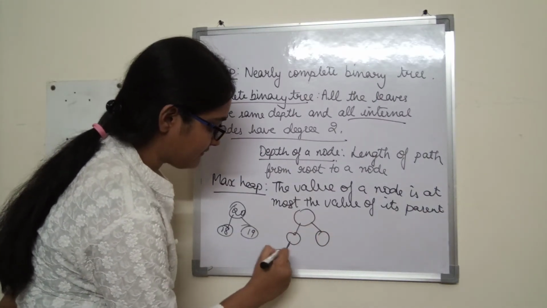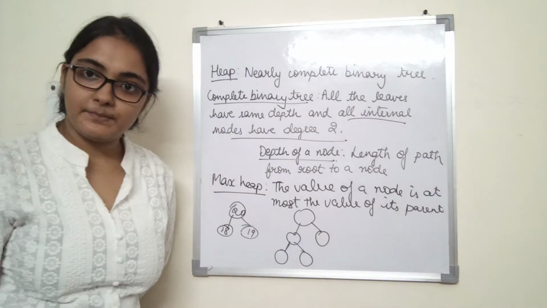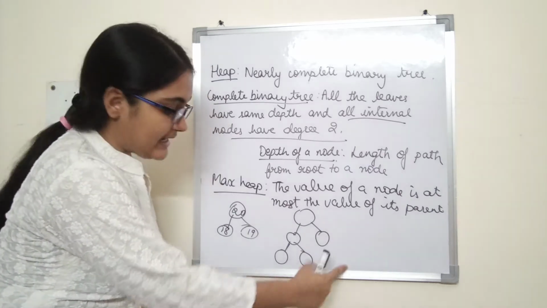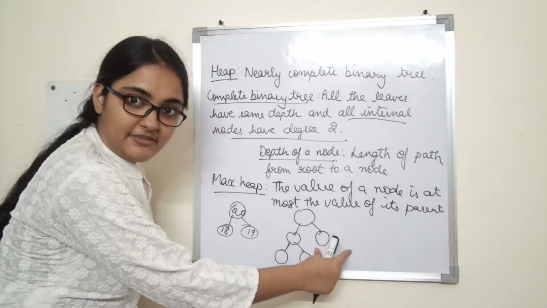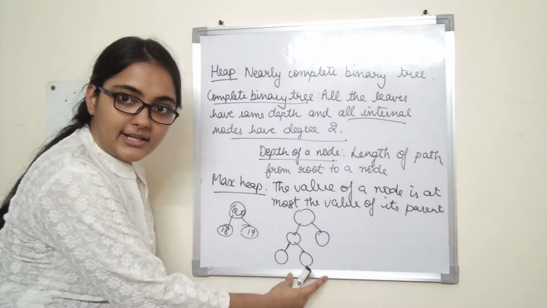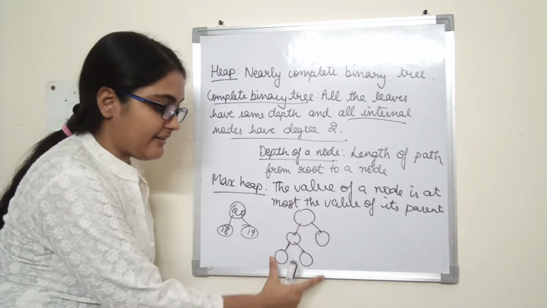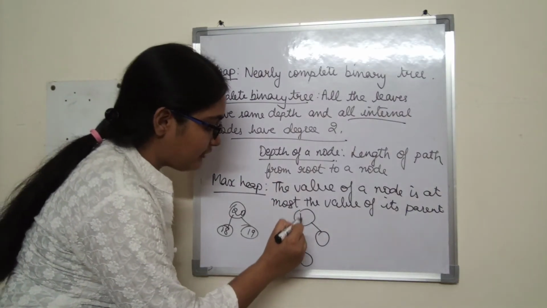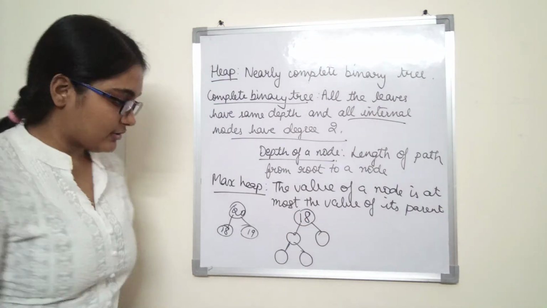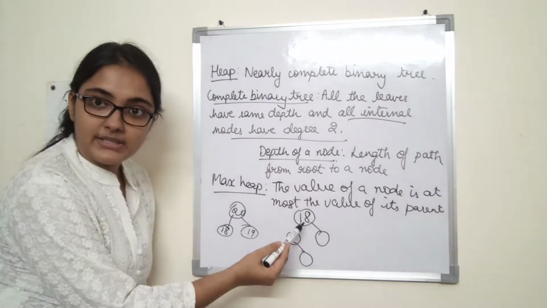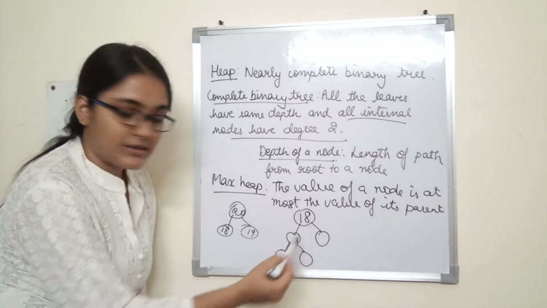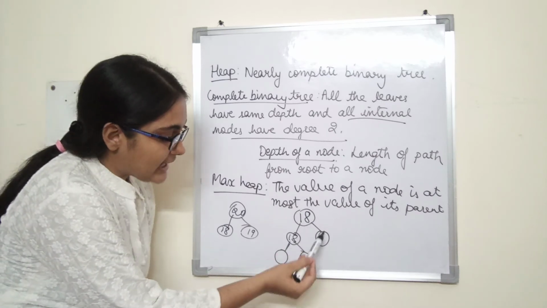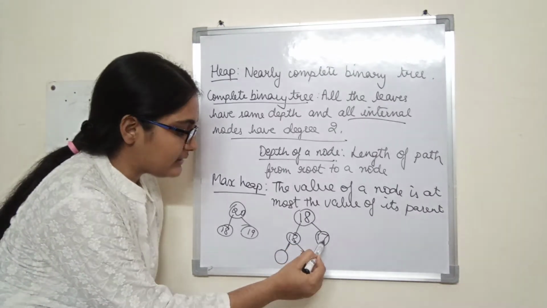If I have this, it is a nearly complete binary tree. Why? All the levels are completely filled except the last or the last but one level, and it is filled from left to right. We are just filling it level wise from left to right. Now, let us say the value of the root is 18. So the value of this node can be at most 18. The value of a node is at most the value of its parent. So it can be 18 or less than 18. Let us say it is 18. The value of this node can be at most the value of its parent, that is 17.